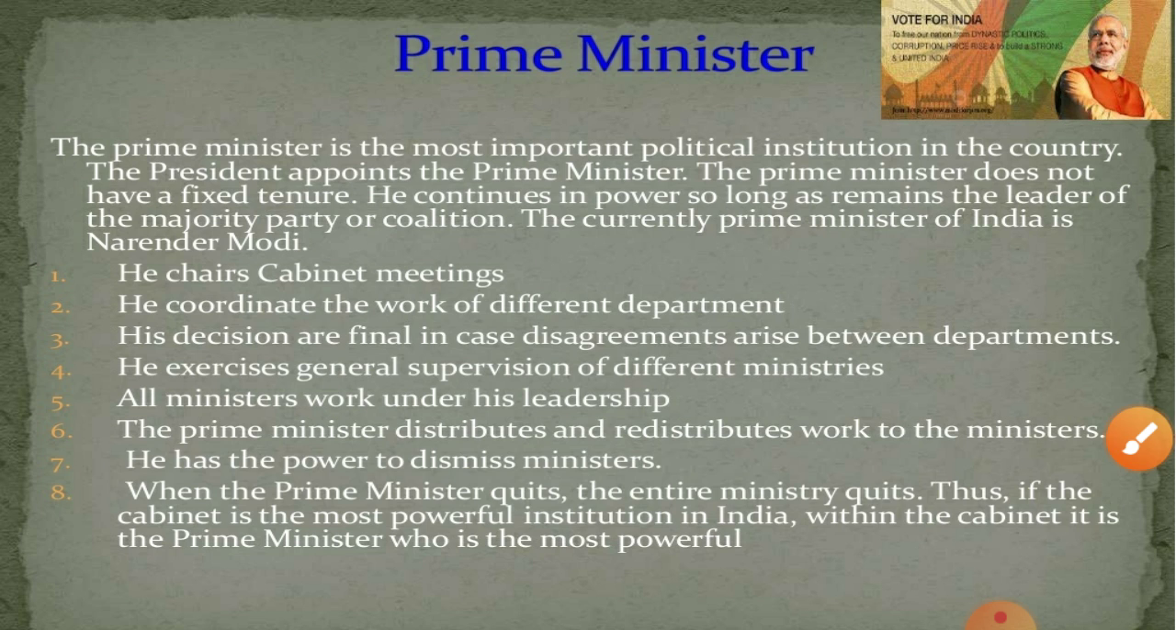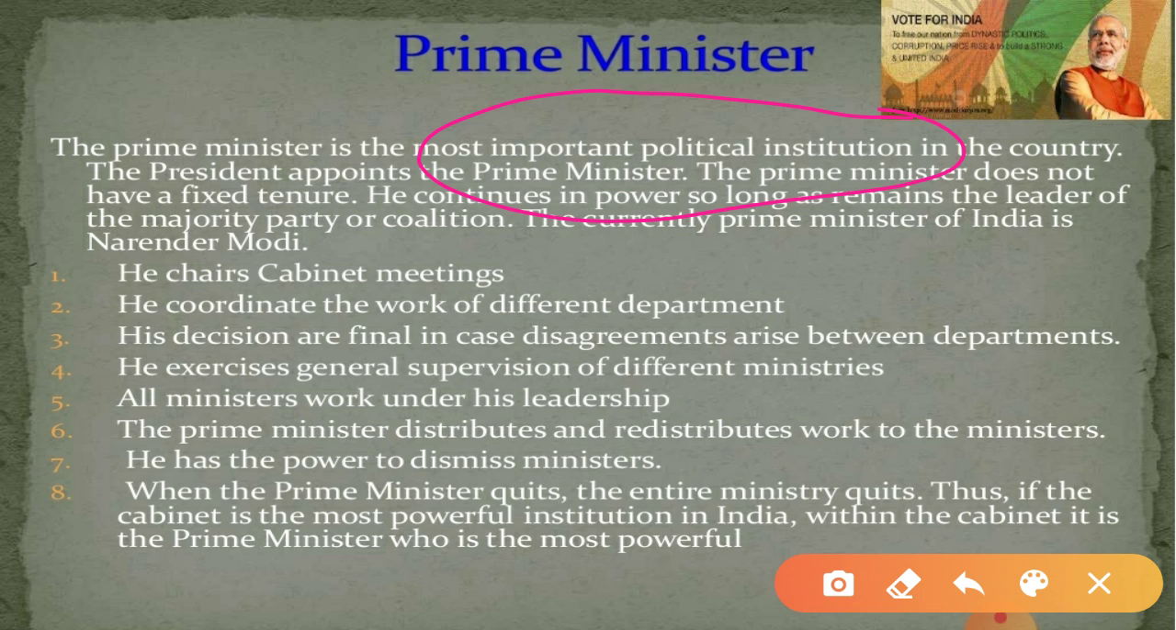First, among the political and permanent executives, we will discuss the Prime Minister, then we will discuss the President of India. The Prime Minister is the most important political institution because, as we already discussed, the President is the head of the state, but the Prime Minister is the head of the government, and actual power is exercised only by the Prime Minister. So, who appoints the Prime Minister? The President appoints the Prime Minister.